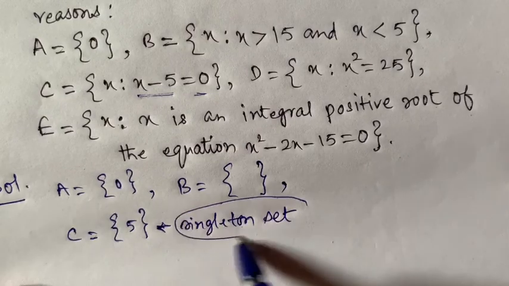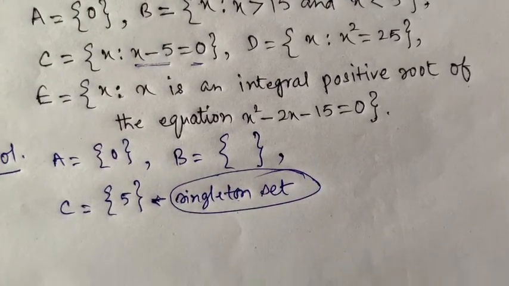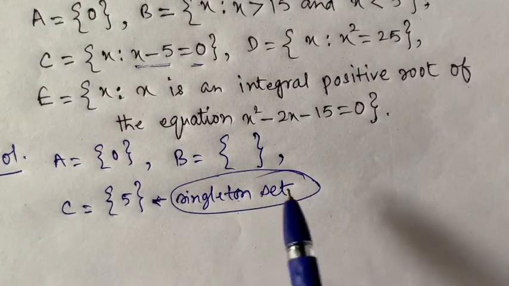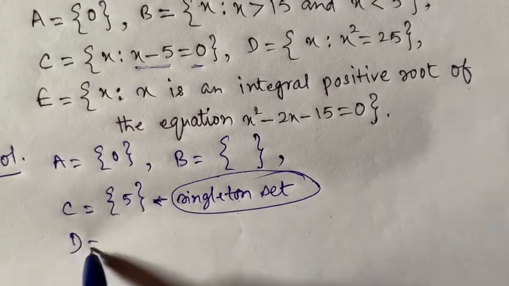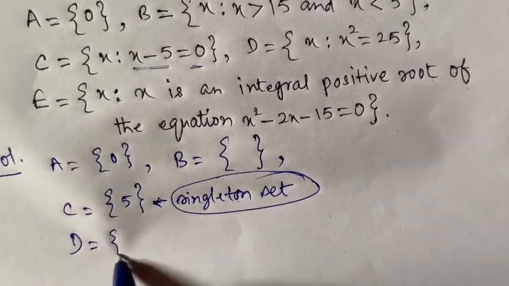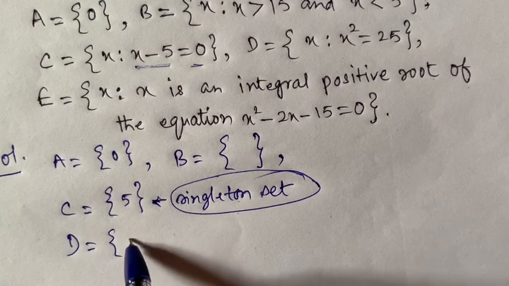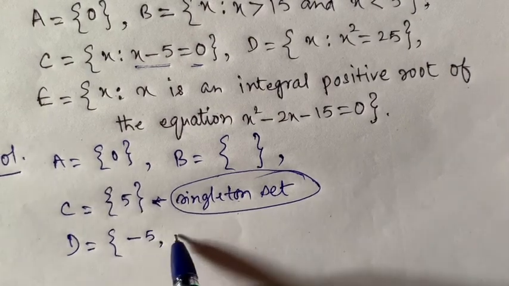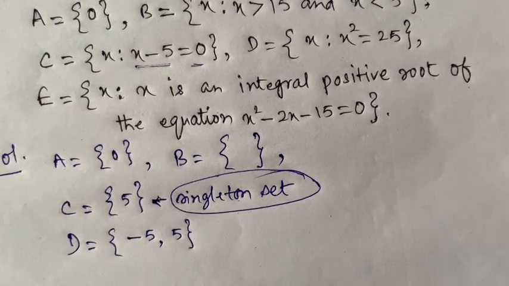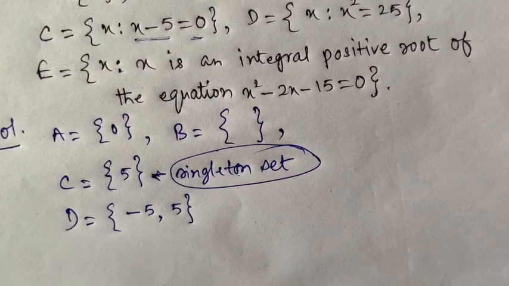This is only for conceptual purpose. We won't write this in the solution. Now we will have D. D is equal to x, x square is equal to 25. That means x is equal to minus 5 and plus 5 there. For plus we usually don't write that sign, for minus we need to.